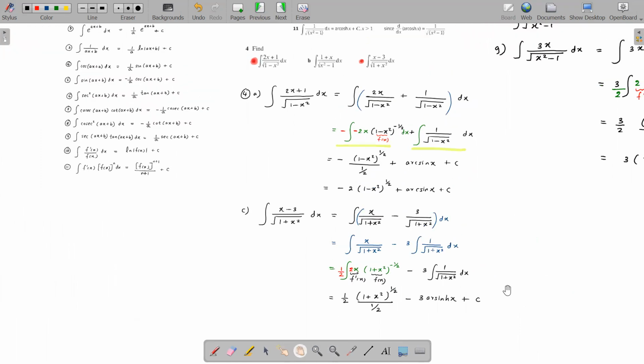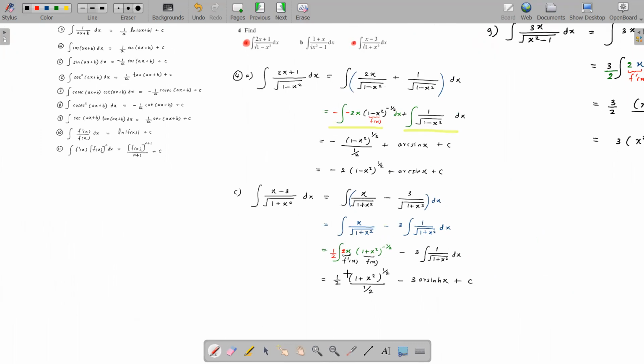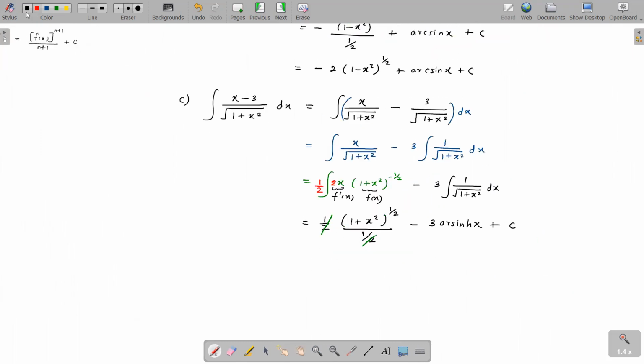Okay. Yeah, half and half we could cancel. Yes, the half and half we could cancel, and we can simplify it a little bit further. We end up getting 1 plus x square to the power half minus 3 arc sin x plus c.